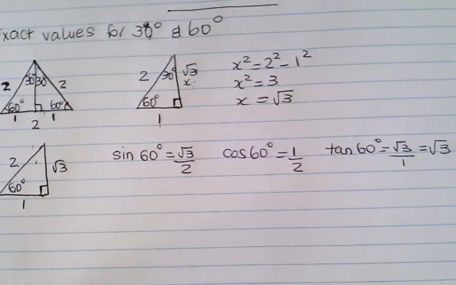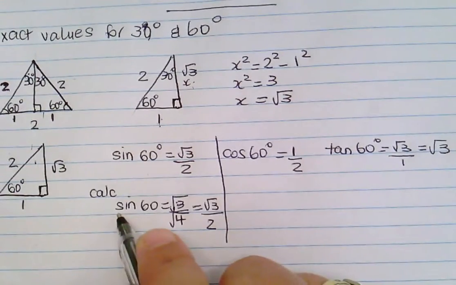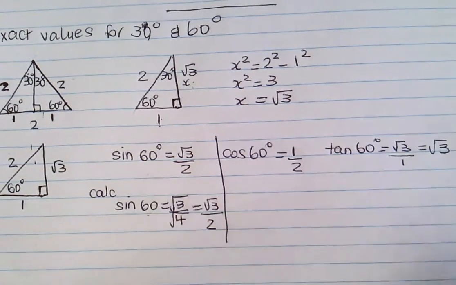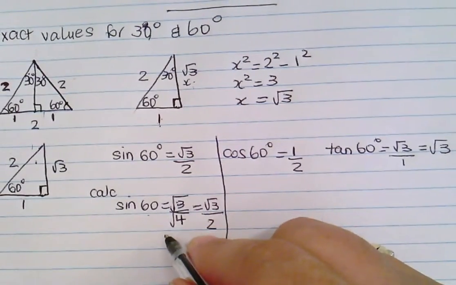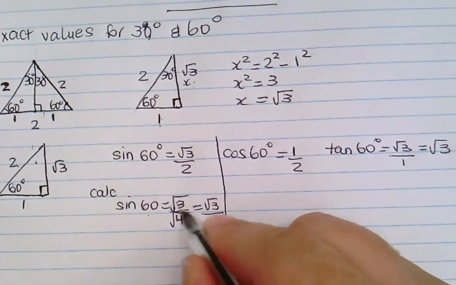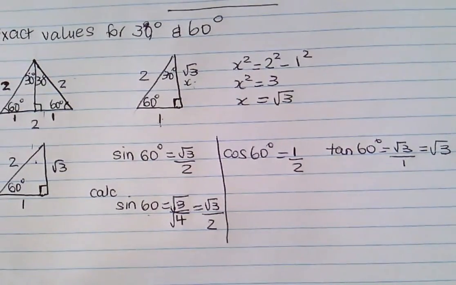I'm hoping you can see that. To do these on your calc, you go sine 60. It's 0.866, whatever it is, not what you want. So you square it and you get 3/4, or some of you will get 0.75, but you know that's 3/4. So you write your 3/4 out if you want.